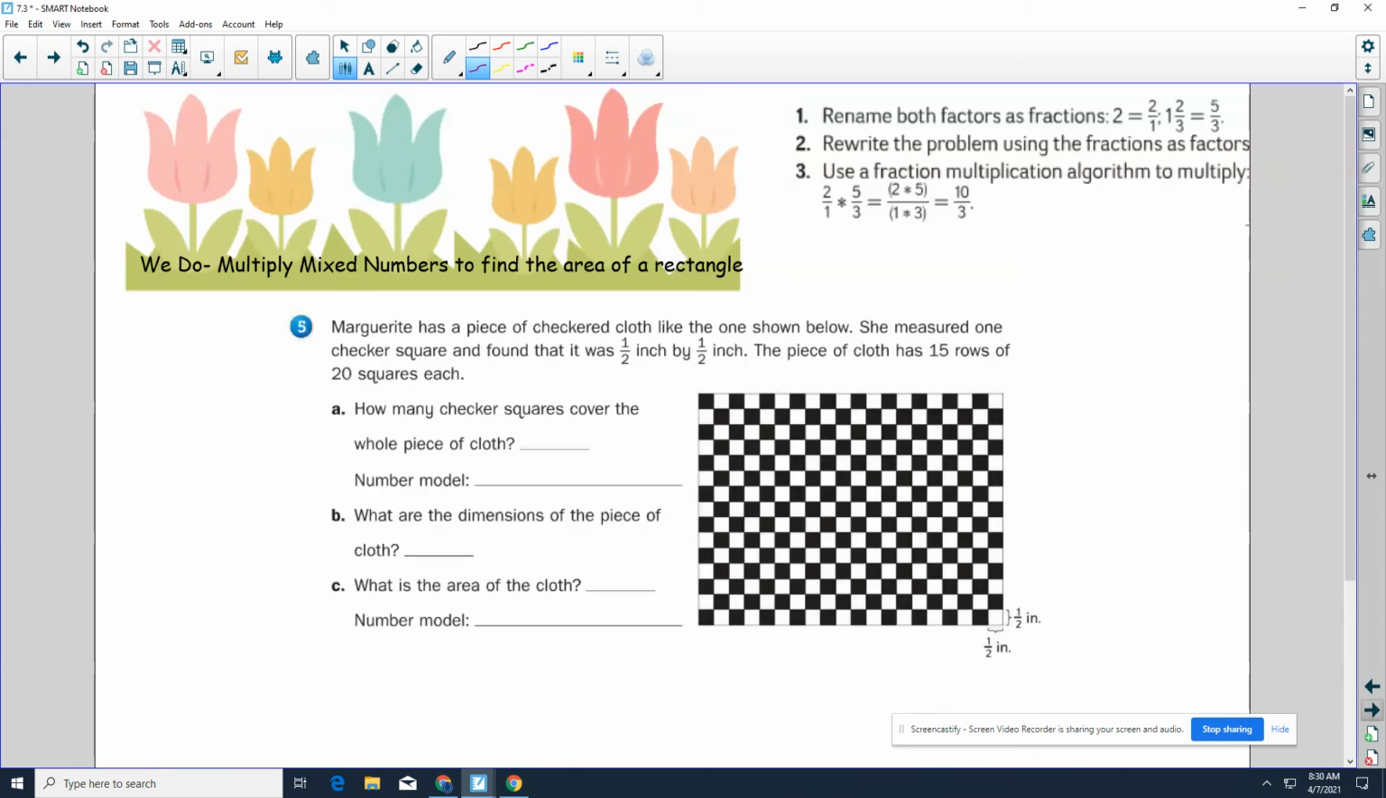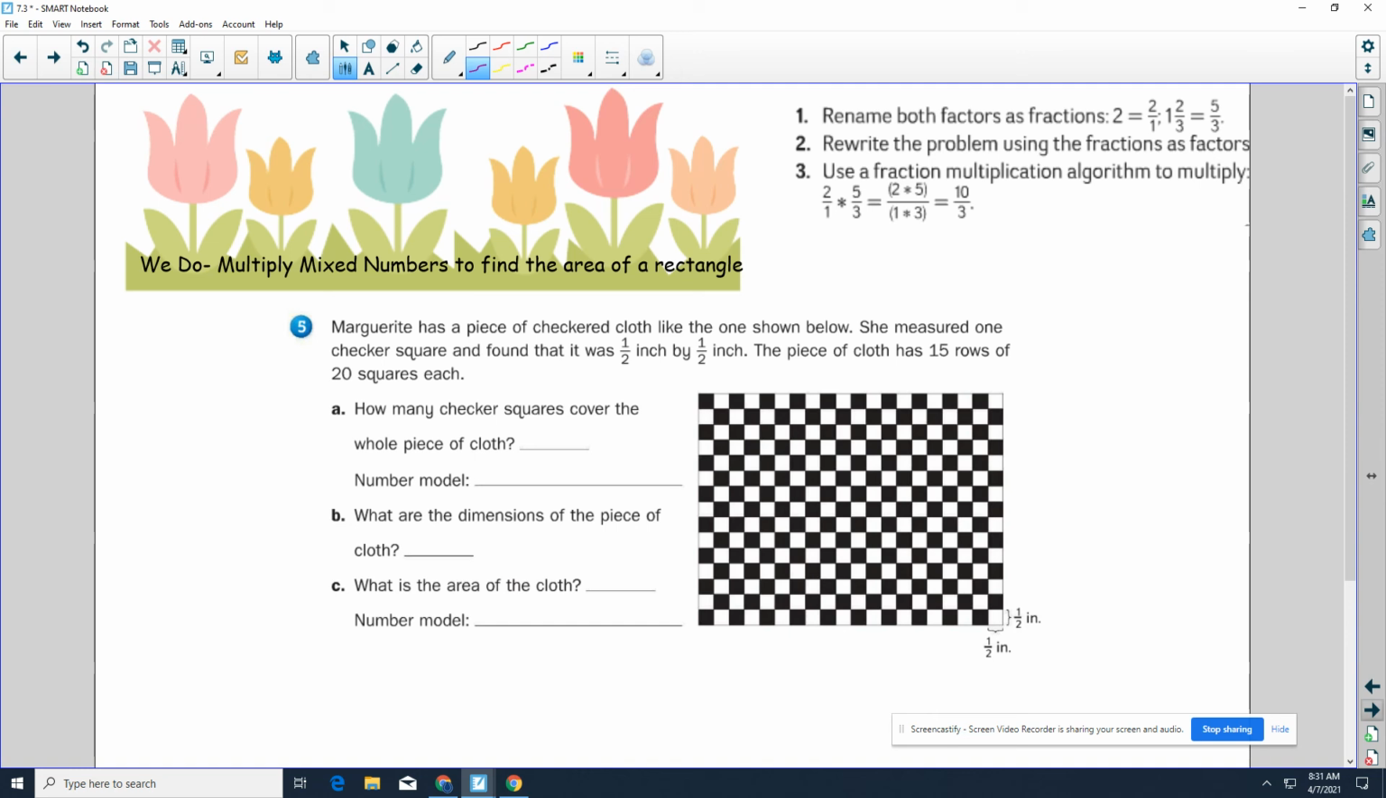Okay, so then if you look at number 5, it says Margaret had a piece of checkered cloth like the one shown below. She measured one checker square and found that it is 1/2 inch by 1/2 inch. The piece of cloth has 15 rows of 20 squares. How many checkers covers the whole piece of cloth? Okay, so it tells you the piece of cloth has 15 rows of 20 squares. So how many checker squares?